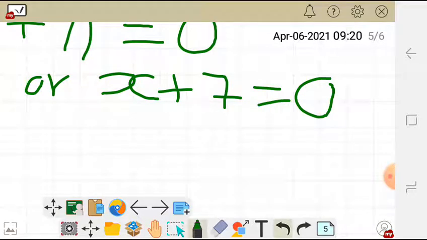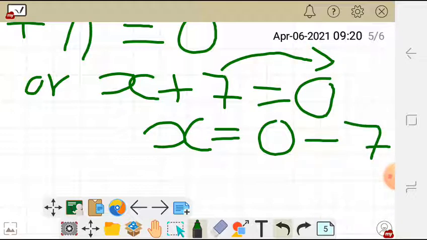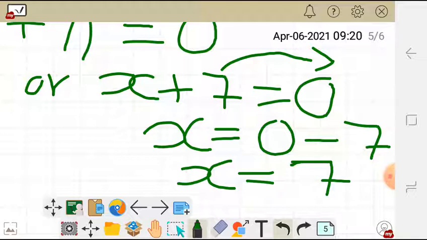To simplify this equation, when this 7 crosses the equal sign, it becomes negative 7 here. Okay, then from there x will be equal to 0 minus 7, which is negative 7. So this is the value of x.